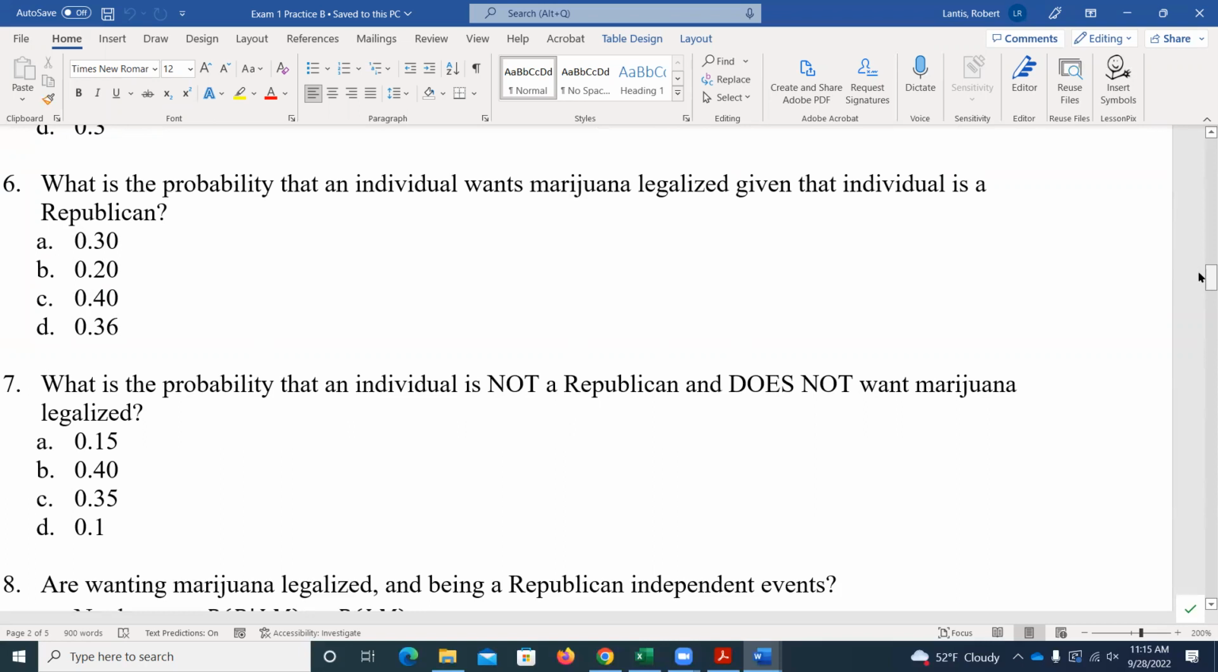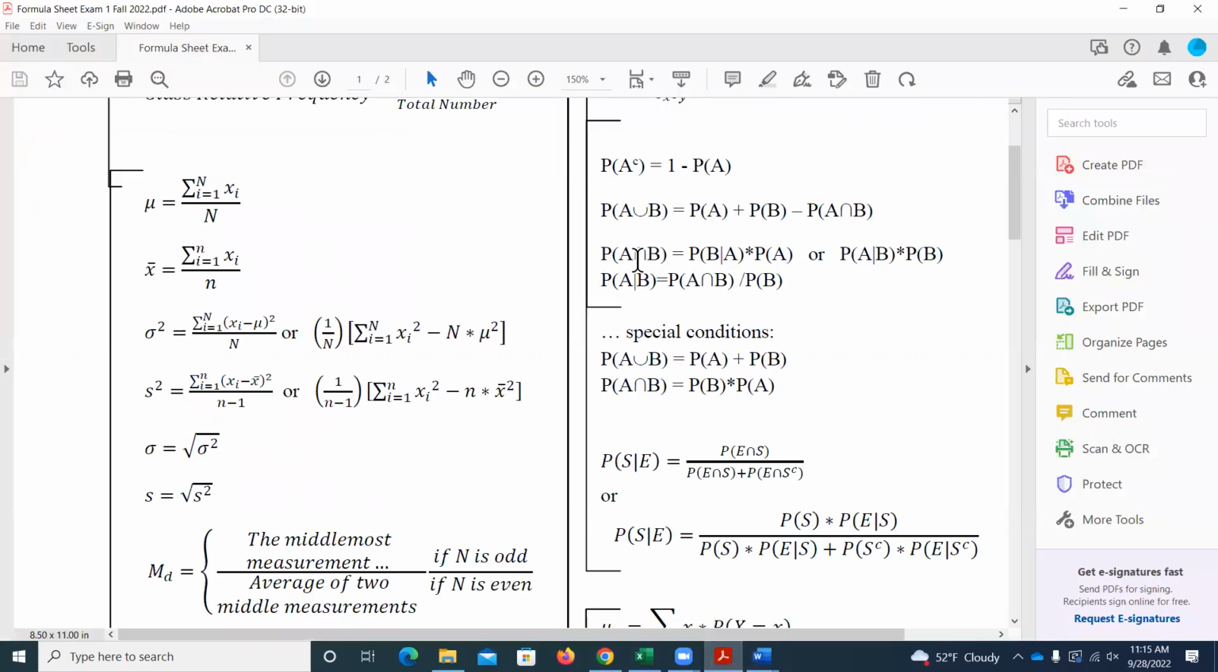How do I find a conditional probability? This is my event A and B. When I go to that formula sheet, it says the conditional probability is the intersection divided by what we condition on. I want to find what this value is. I can find these two things from my table. It's pretty easy to find the probability someone wants marijuana legalized from the table.